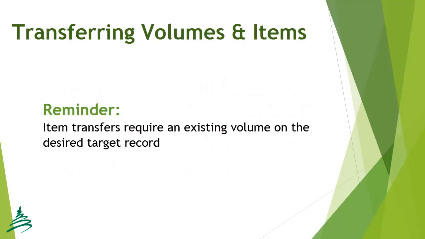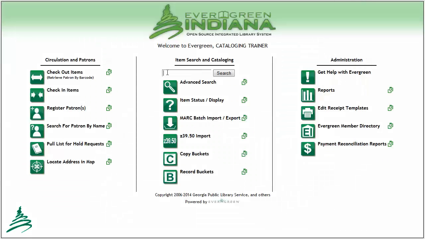And then the other thing, just a quick tip before we get into Evergreen, if you're transferring items between either a different record or just different locations, there must already be the call number there that you want. You can't just move the item, you have to have a call number there. So I'm going to show you how to do that, but it's something to keep in mind. So we're going to go into Evergreen and transfer a few things.